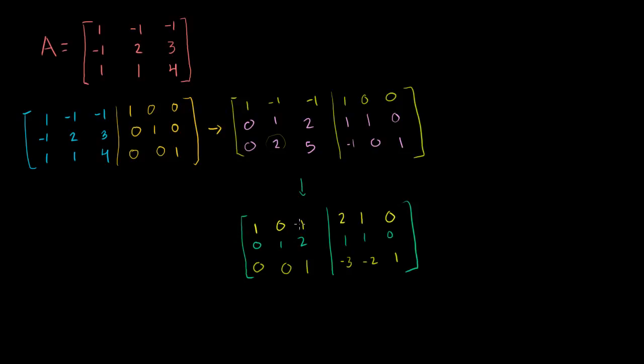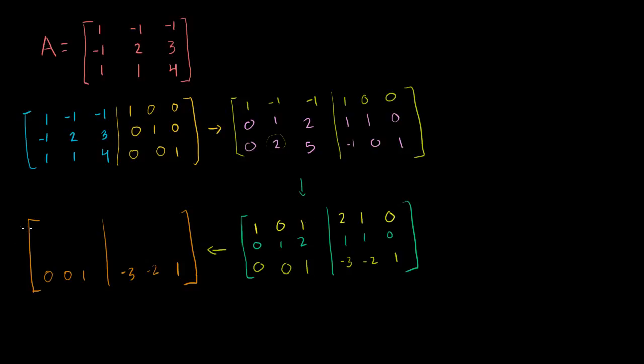All right, home stretch. Now I just want to zero out these guys right there. So let me keep my third row the same. It's 0, 0, 1. I'm going to augment it with minus 3, minus 2, and 1. Now let's replace our first row with the first row minus the third row.